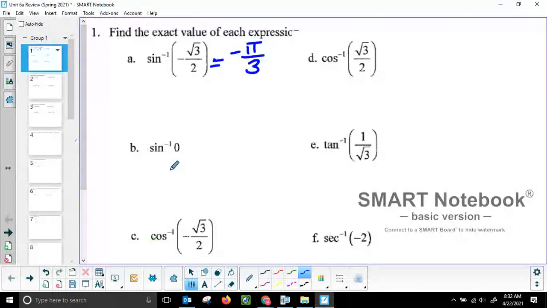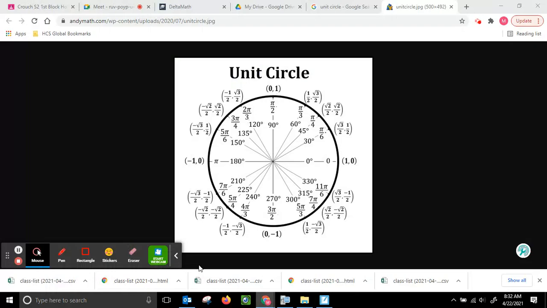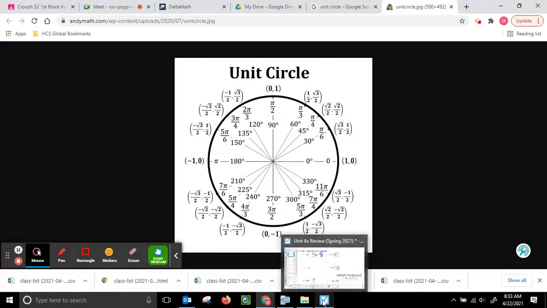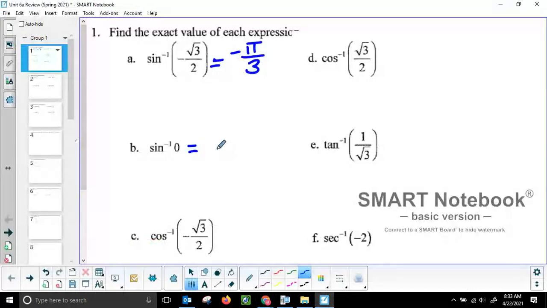Same thing here, inverse sine. We are only concerned about the right half of the unit circle, and now we're looking for where sine is 0. Again, right half of the unit circle, y coordinate. 0 is right here. Well, that occurs at 0. This just equals 0.